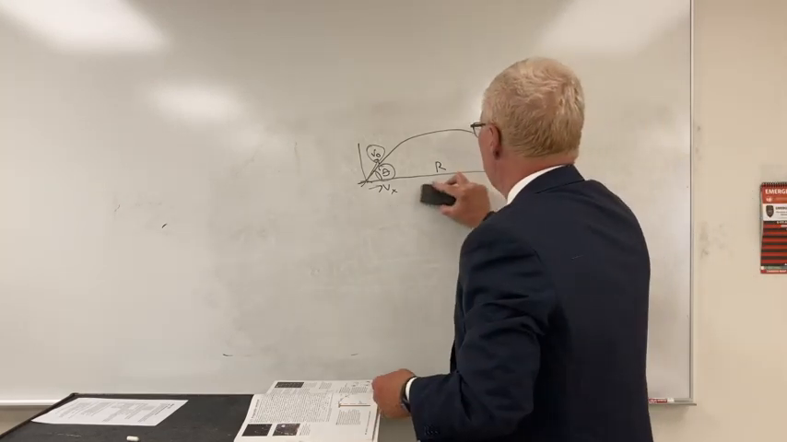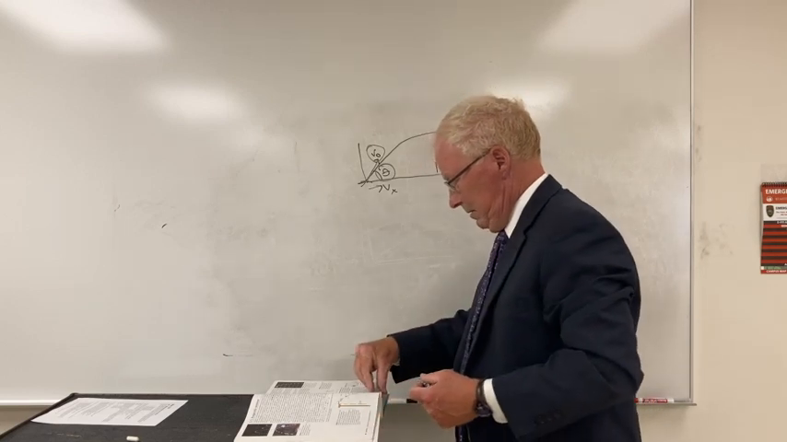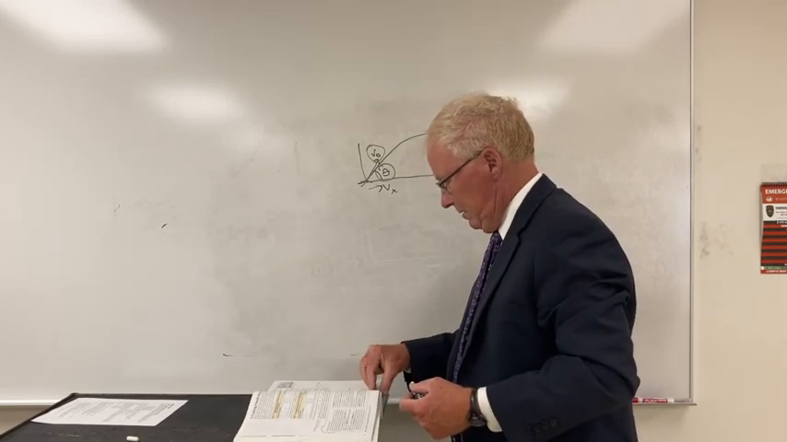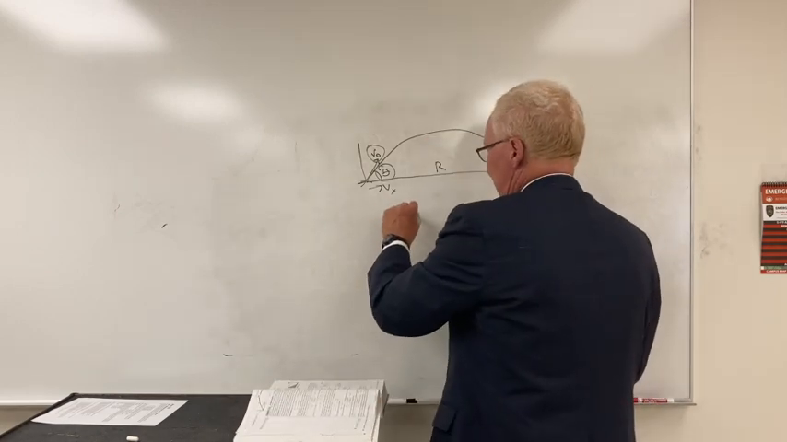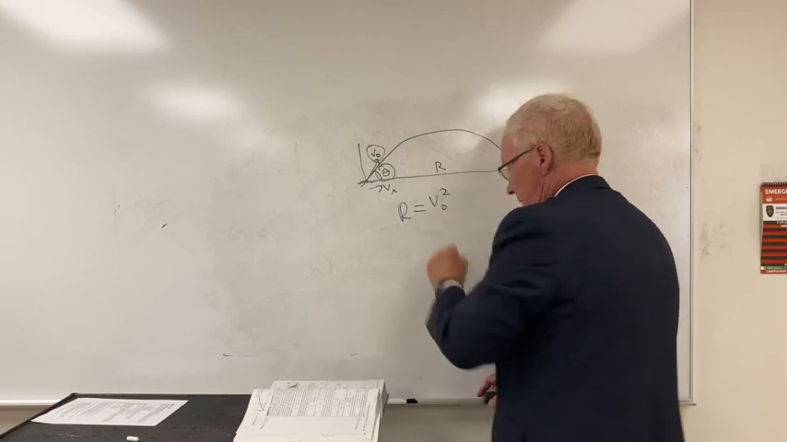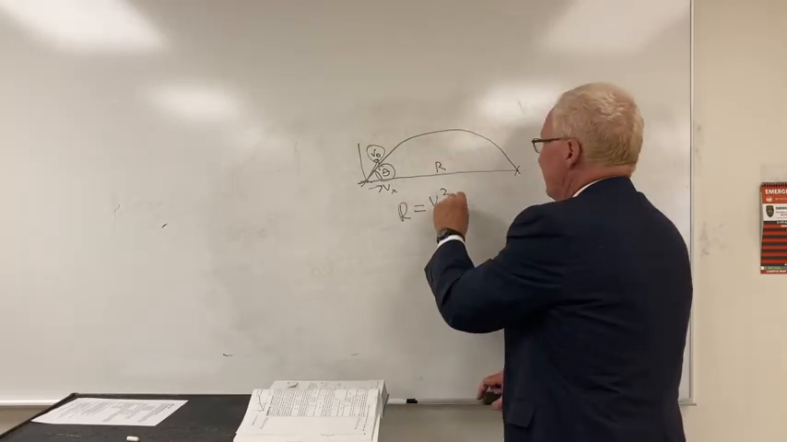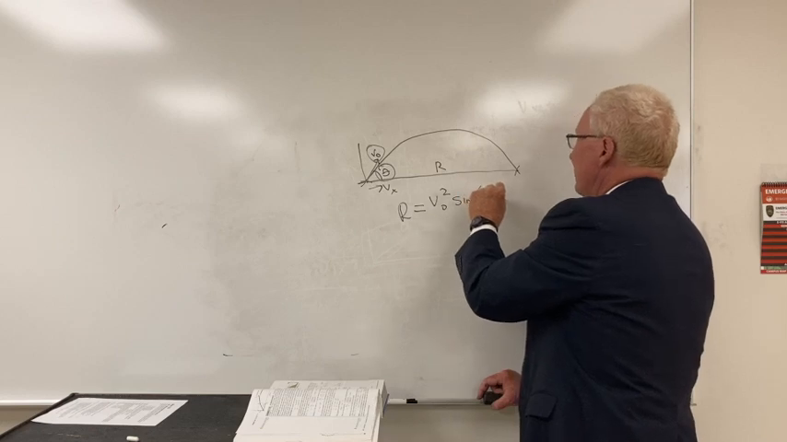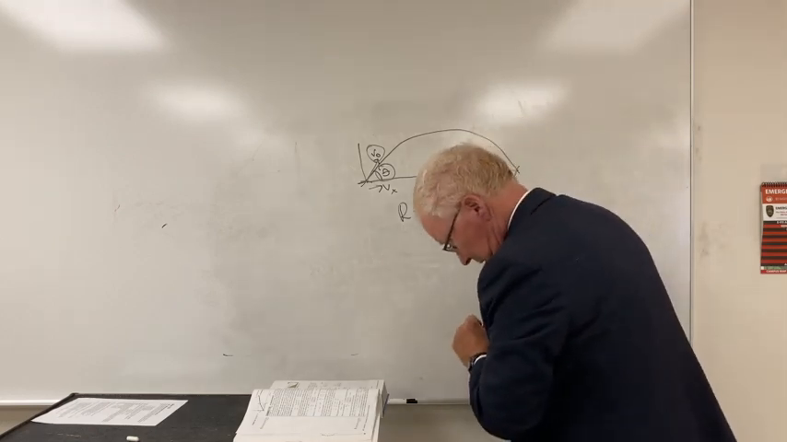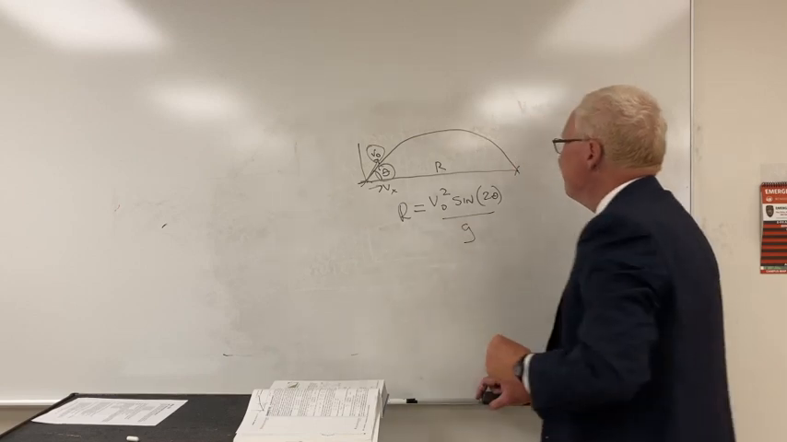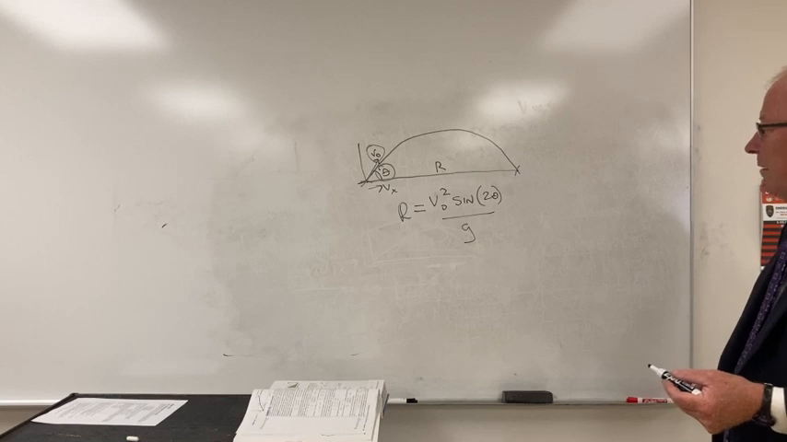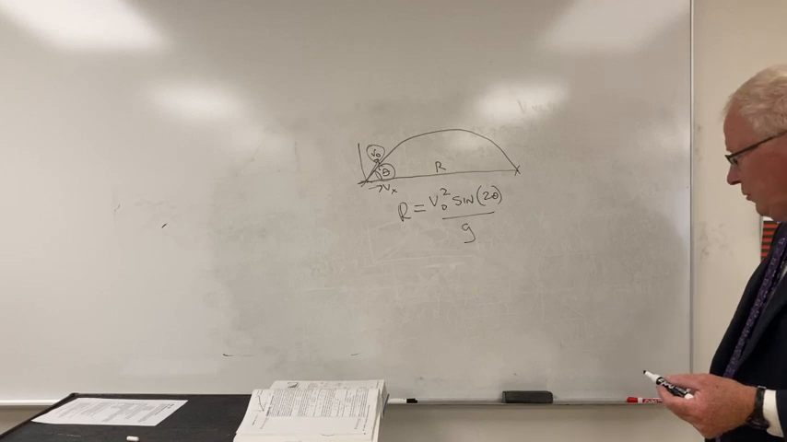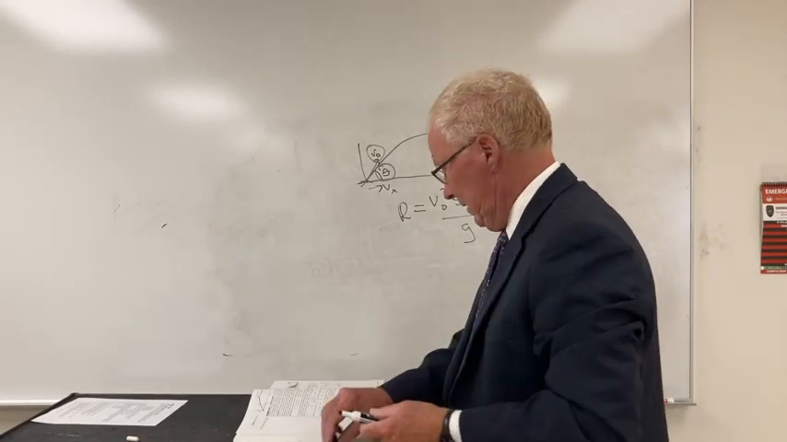So how does that turn out to be? Well, it turns out, if we calculate this, the range will be given by v naught squared times sine of 2 theta, and this will be in degrees, over g. All right? So that's what the speed is. So let's do an example related to this.